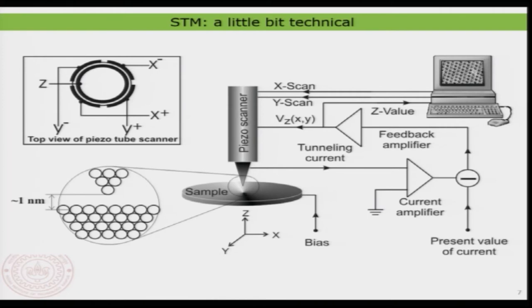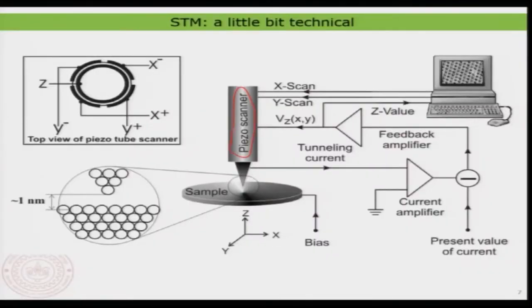Now you need to consider that one of the most important technicalities is that I need to move the tip very systematically on the surface, and the movement of the tip should also be at the atomic scale. Normally, no mechanical device could achieve this, but one can use something called a piezo scanner, where a piezo ceramic material is used as the scanner material. Piezo material, as you might know, responds if you apply a bias, so you can deform it by applying a bias.